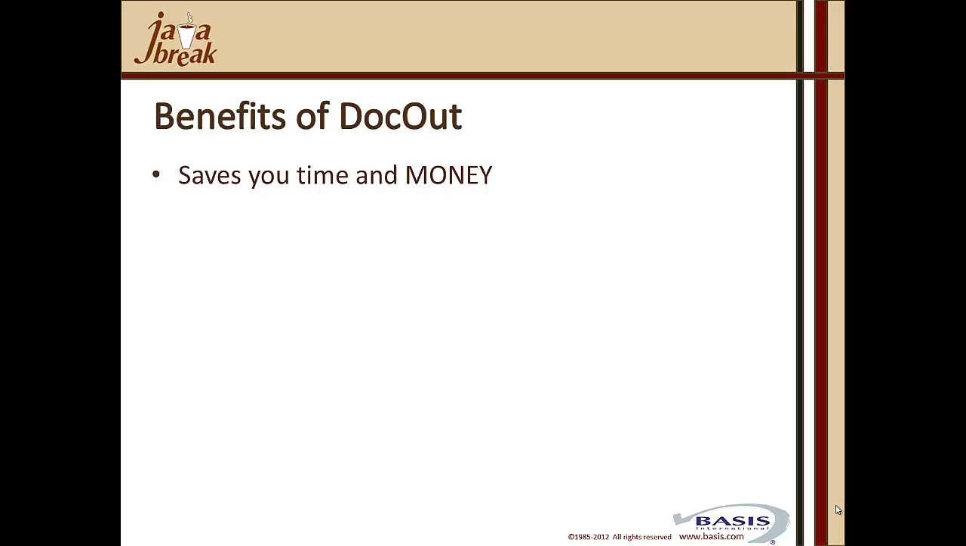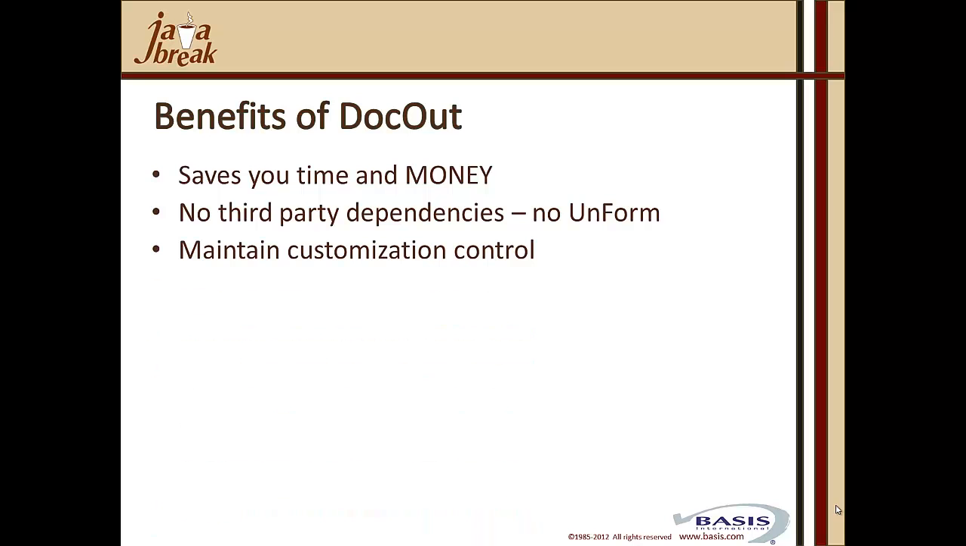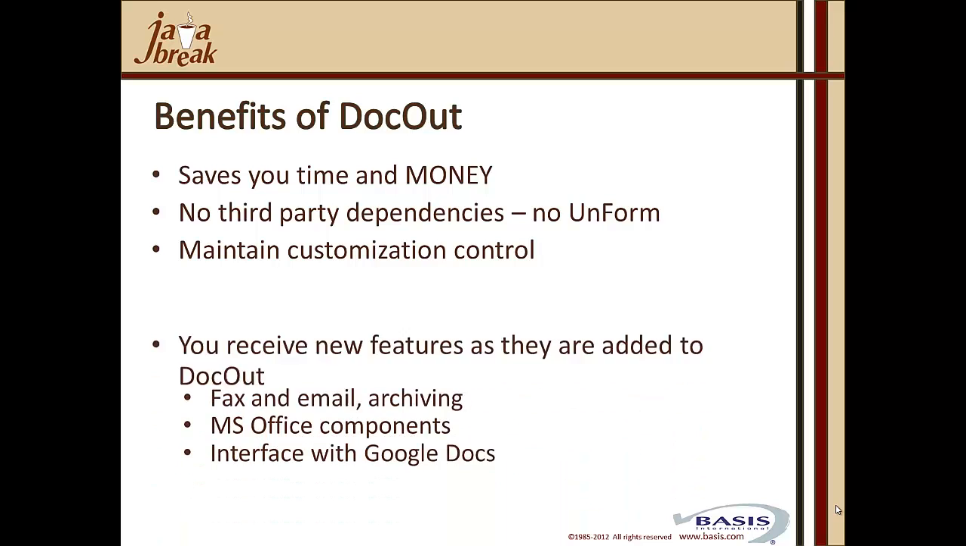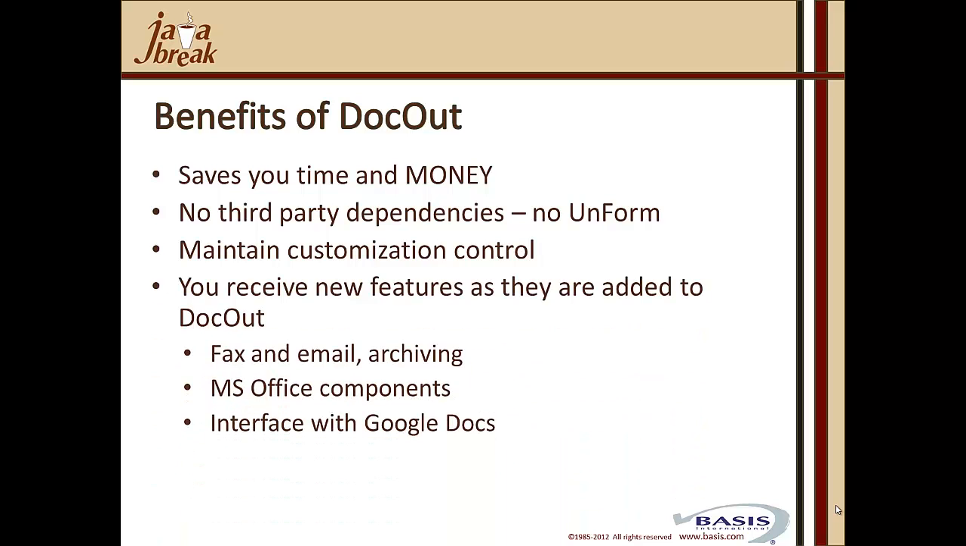Here are a few of the many benefits of using the DocOut object in your next project. Firstly, DocOut saves you time and money. It frees you from third-party dependencies. No unform needed. You maintain your customization control, and you will continue to receive new features and functions as they are added. For example, back in 2008, fax and email functions as well as archiving were added. Soon thereafter, we added the POI for Microsoft Office to expand the output type selections.